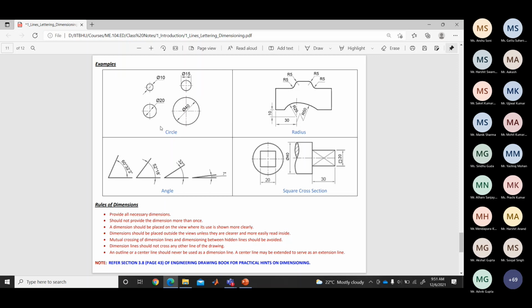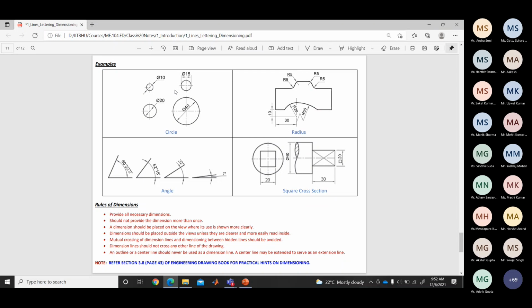So for example, if you take the 4 cases, let's say the first is 10 mm, 15 mm, 20 mm. These are smaller circles, so we have provided the dimensions outside. All right. So this is the bigger circle, so in that case we can provide the dimension inside. So these are all correct dimensions. Depending on the size of the circle, you can follow any of this. So you can provide in that way, you can also provide in that way. Okay, so there are methods.